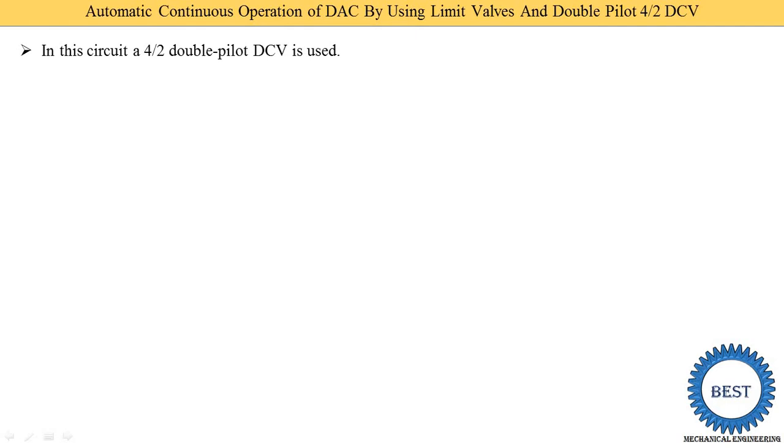Now let us understand what a 4x2 DCV is. In 4x2, 2 means 2 positions and 4 means 4 ports. Here you see in one position there are 4 ports: P, A, B and T. So these are the 4 ports. In the second position, similarly, the 4 ports are there. Here I have not given the names, but the names are the same: this is A, this is B, this P and T.